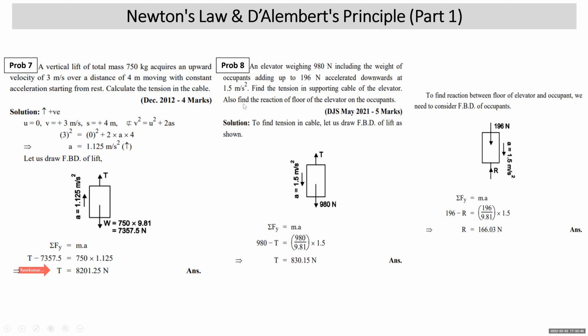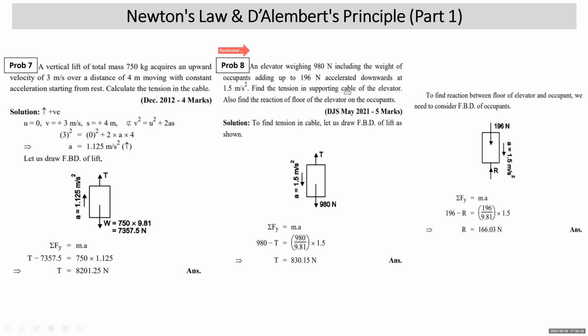We'll take one more problem from the same category, where we will draw the FBD of the lift as well as the FBD of the person using the lift, so you observe the difference in the problem. An elevator weighing 980 Newton, including the weight of the occupants adding up to 196 Newton. That means the total weight of the elevator is 980 Newton, including the weight of the persons who are going to use it, which is 196. Accelerated downwards at 1.5 meter per second square. They have given that the acceleration of the elevator is downward 1.5.